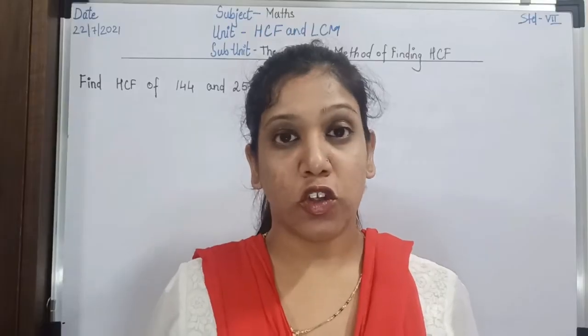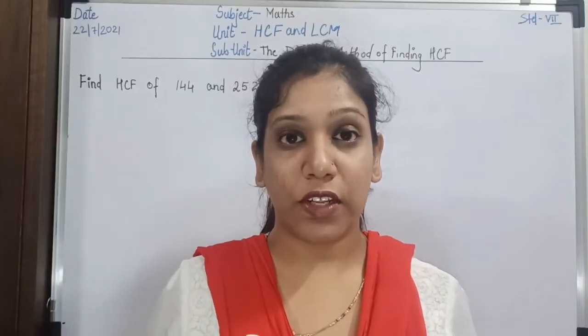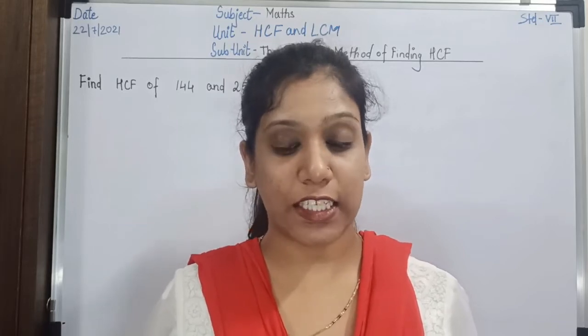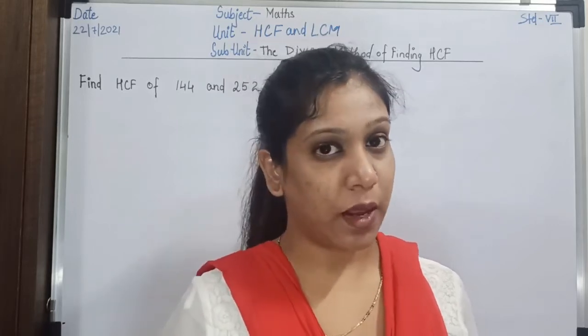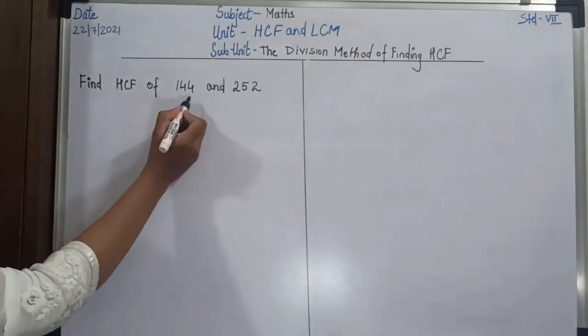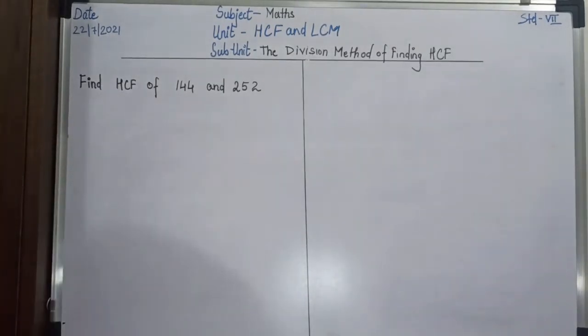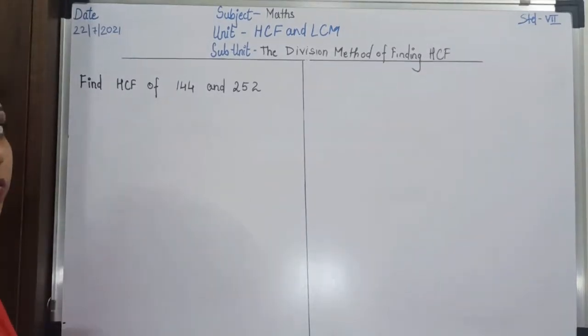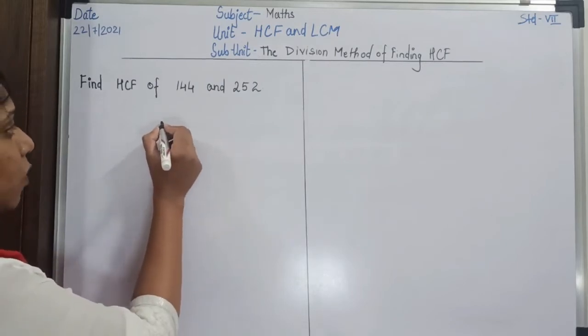Hello children, we just now saw the steps of the division method for finding the HCF. Now let us solve an example. Find the HCF of 144 and 252. Which is the smaller number? 144. And which is the bigger number? 252. So let us now divide.